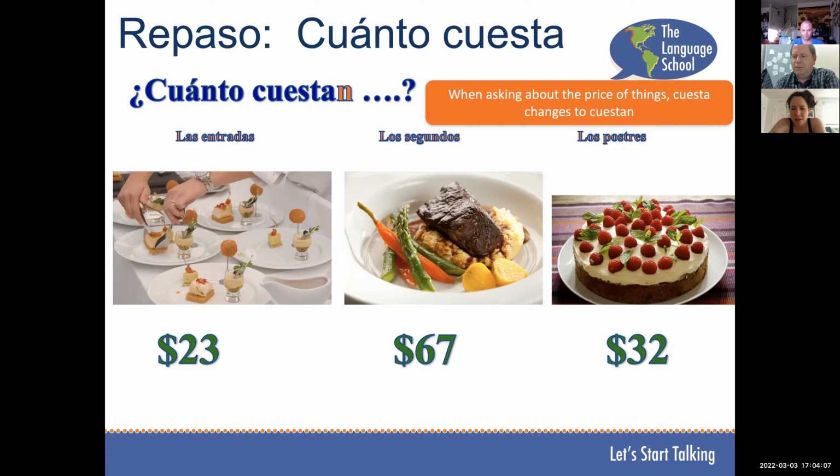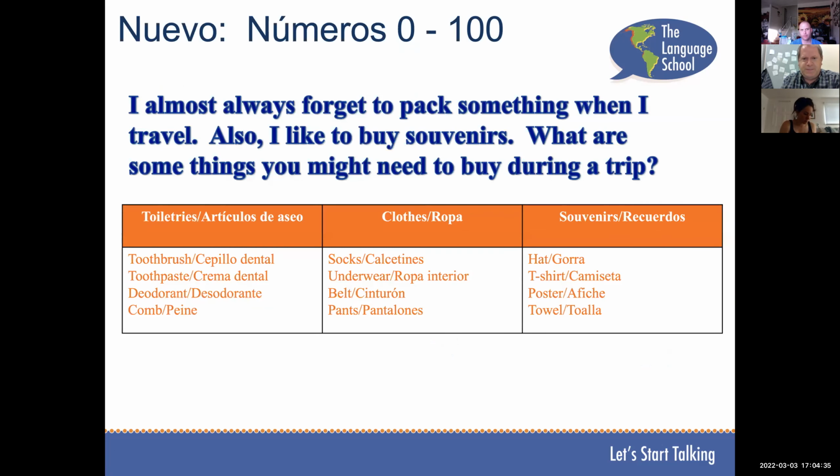67. Okay. Los segundos cuestan $67. ¿Cuánto cuestan los postres? Los postres cuestan $32. Okay, muy bien.